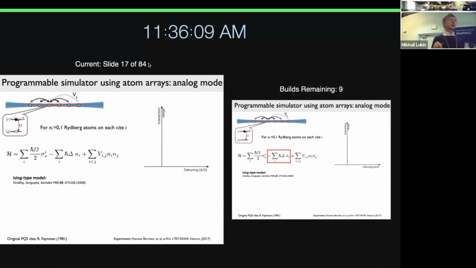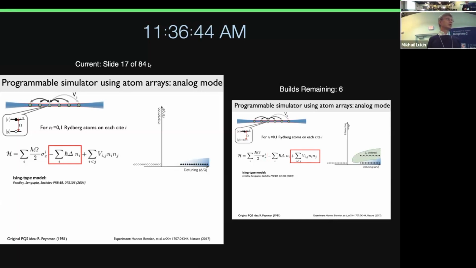One is a detuning axis, and another one is the interaction range. If there are no interactions between atoms, the ground state is solely determined by the detuning. So if detuning is negative, you want all n's to be 0. Basically, all atoms should be in the ground state. If detuning is positive, then to minimize this Hamiltonian, n should be 1. So all atoms should be in the Rydberg state.